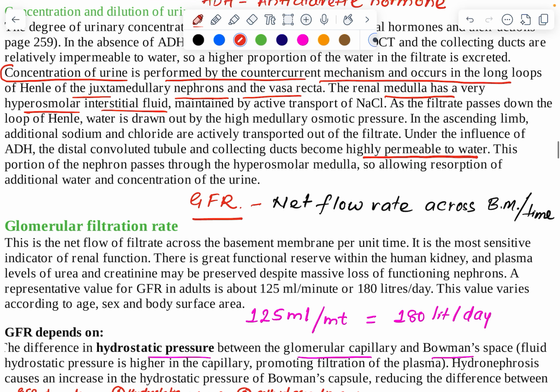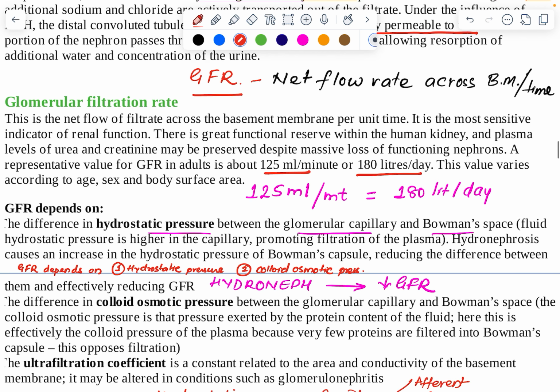So the net flow across the Bowman's capsule is GFR. What is GFR? This is the net flow of the glomerular filtrate. The GFR is 125 ml per minute, around 180 liters per day.